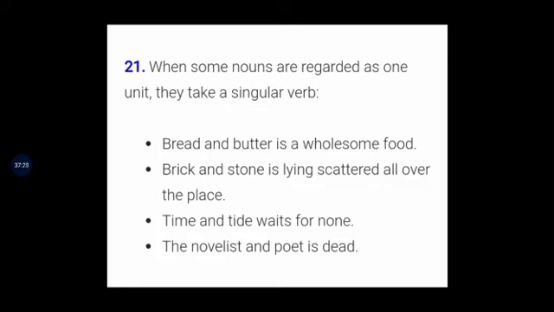The singular form of the verb is nothing but the verb with s or es. The plural form of the verb is nothing but the base form of the verb, the first form. The novelist and poet is dead. The novelist is one subject and poet is another subject, but it is regarded as one unit, so we take the singular form of the verb.